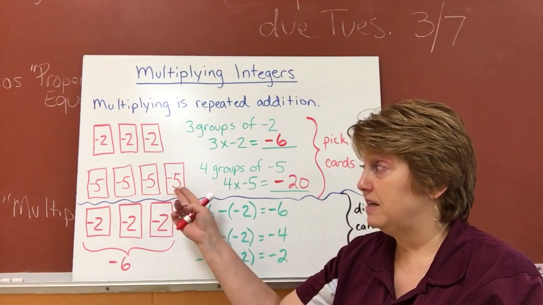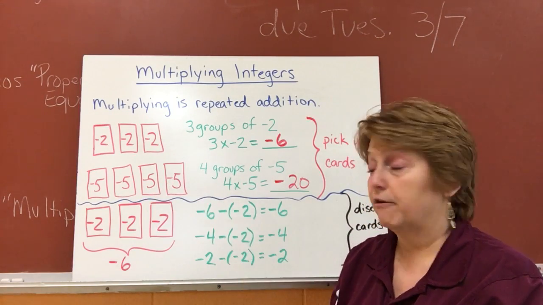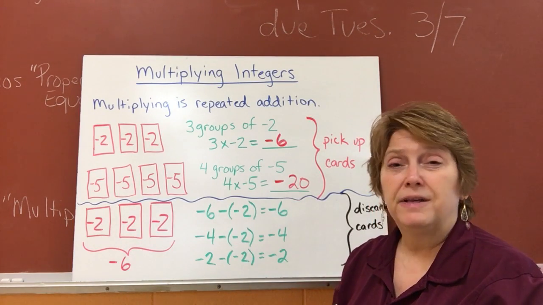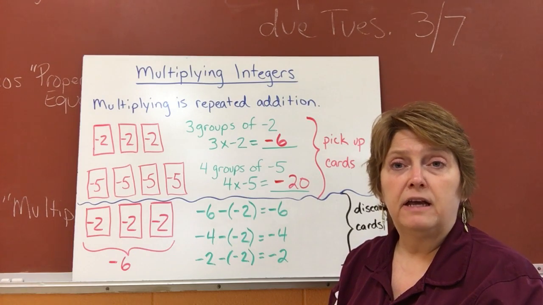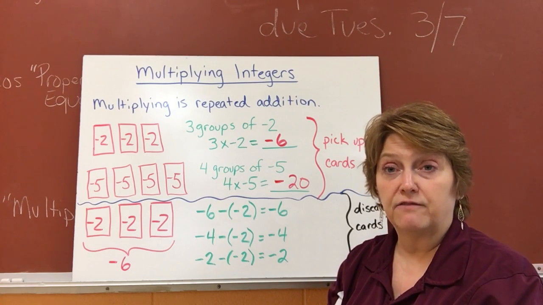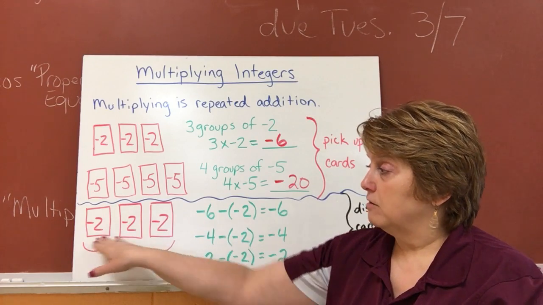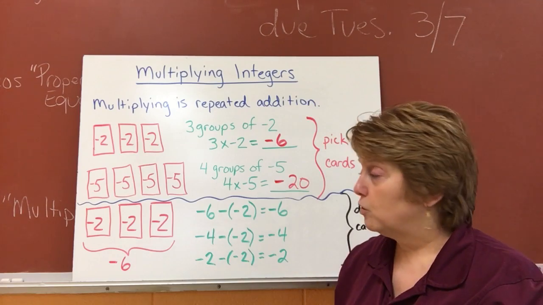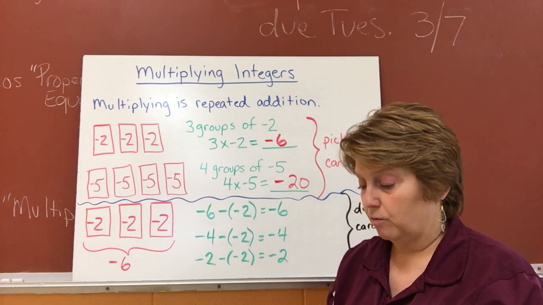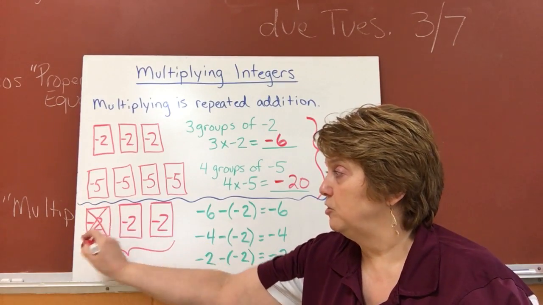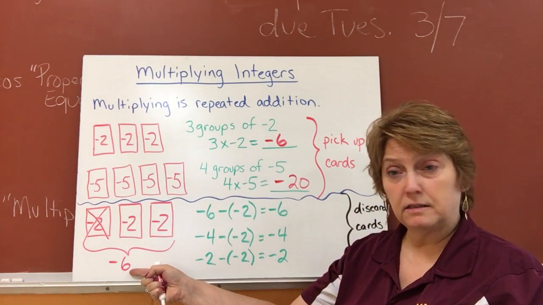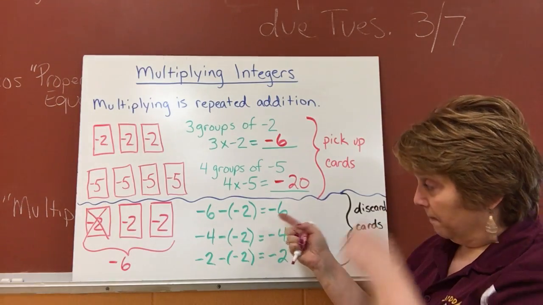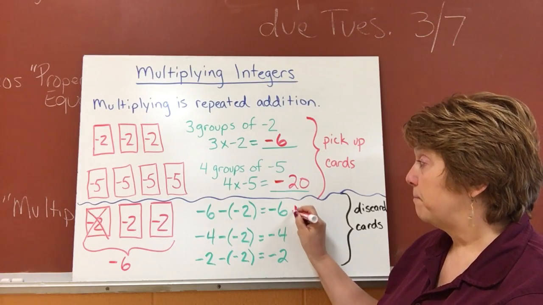If we pick up these cards, we're going to have more negatives in our hand. So here we have 3 groups of -2, but now what I want you to look at is that if we are discarding these 3 groups of -2, we have these cards in our hand, and we know from before that this is -6 in our hand right now. So what would happen if we would discard one of these -2's? So we're going to cross that -2 off, and we had -6, and we're going to take away a -2, which would mean -6 plus 2.